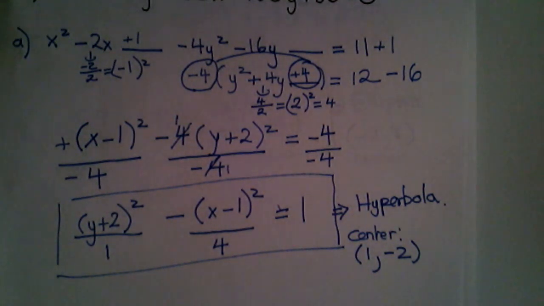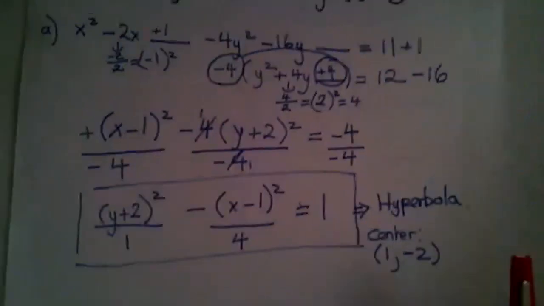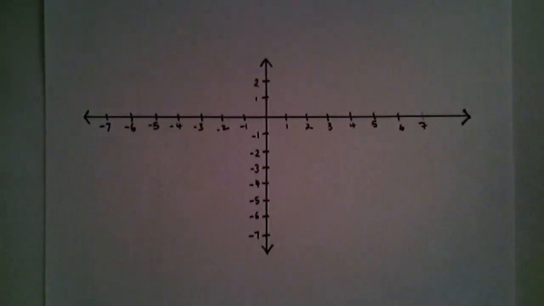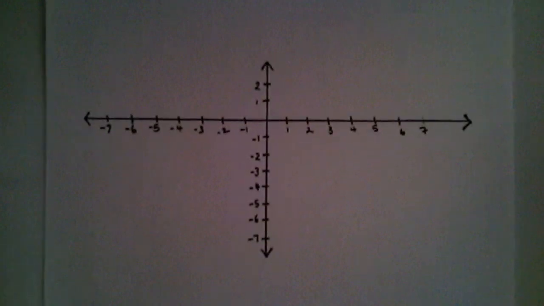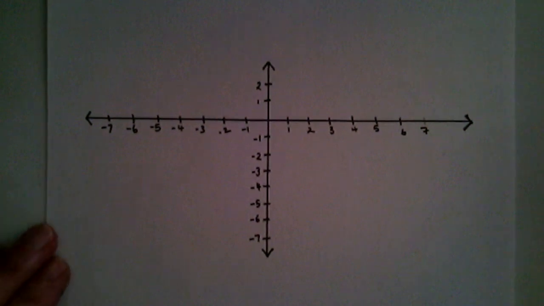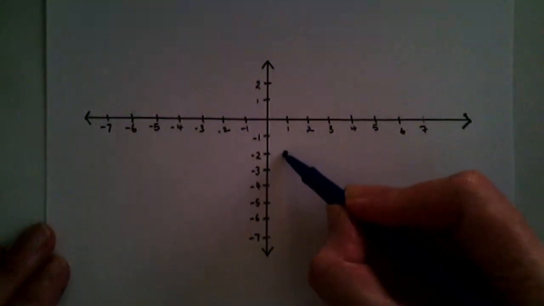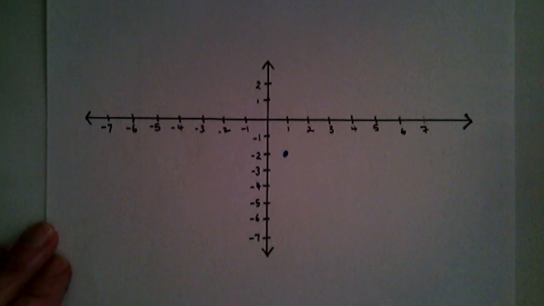Let's go to graphing this. Now, let's graph the hyperbola first. So we've got our x and y coordinates. We are going to need to have our ruler. We're going to find the center first. So let's go with that. So center is 1, negative 2. So when x is 1, y is negative 2. So you put your center in first.